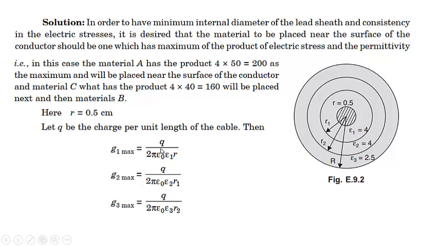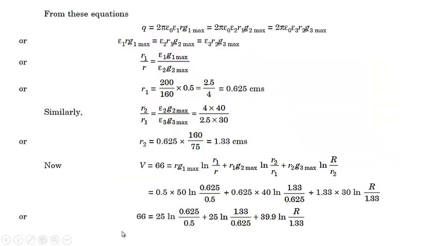Q is the same in all three cases, so we can equate these three equations. The 2 pi epsilon naught terms cancel out. So E1 R G1 max will be equal to E2 R1 G2 max, which will be equal to E3 R2 G3 max. From these two relations, R1 by R is equal to E1 G1 max divided by E2 G2 max.